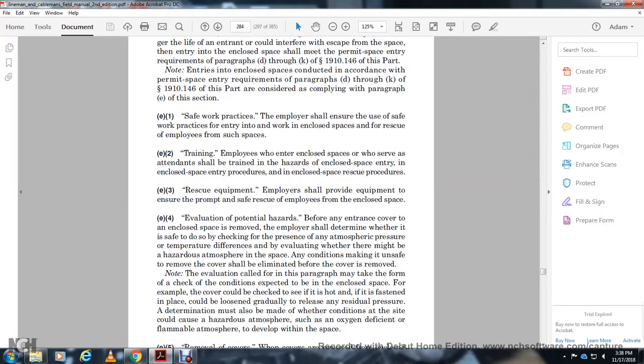Evaluation of potential hazards. Before entry into the enclosed space, the employer shall determine whether the cover can be safely removed, checking for the presence of hazardous atmosphere, pressure, temperature, and other conditions. Any condition making it unsafe to remove the cover shall be eliminated before the cover is removed.